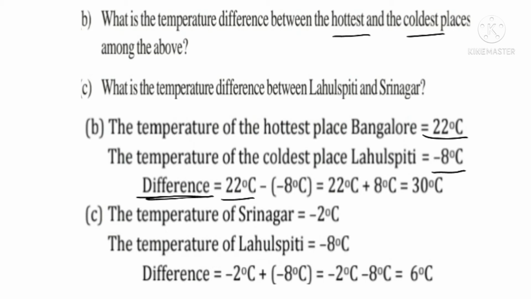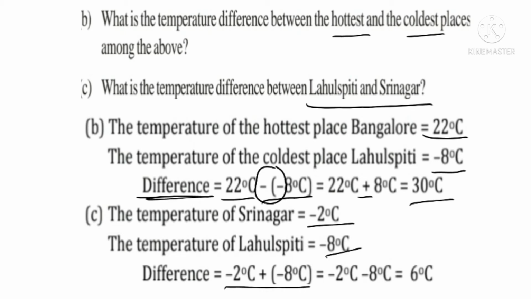So 22 degrees Celsius minus minus 8 degrees Celsius, and we know that minus multiplied by minus results in plus. So 22 degrees Celsius plus 8 degrees Celsius is 30 degrees Celsius. Now the next part: what is the temperature difference between Lahul Spiti and Srinagar? Lahul Spiti has temperature minus 8 and Srinagar has minus 2. So we have to find the difference between them. The difference is minus 2 plus 8, that is 6 degrees Celsius.